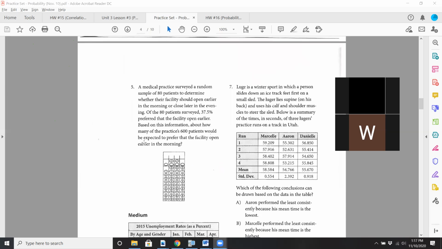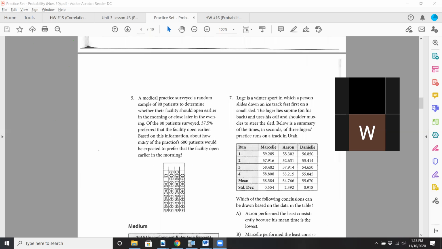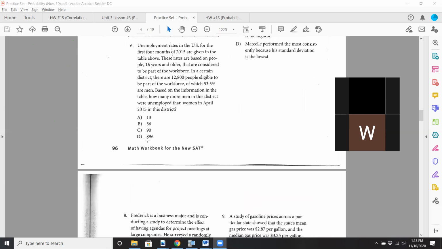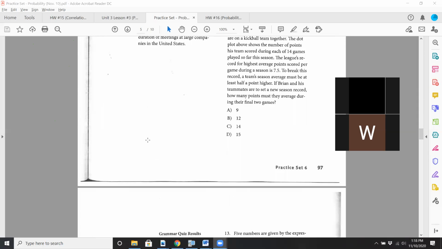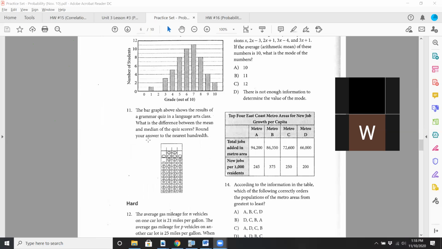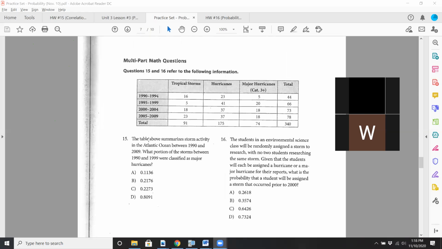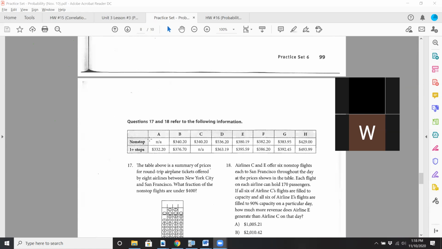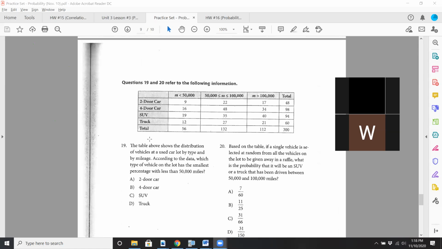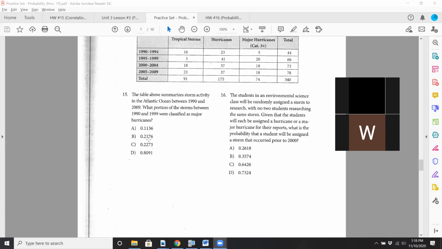Let's start getting into stuff on two-way tables. I kind of want you guys to start doing stuff on two-way tables. Maybe we'll do 15 and 16. Then I'll have you guys do 19 and 20 in groups.